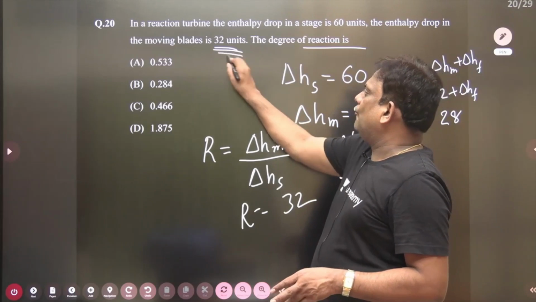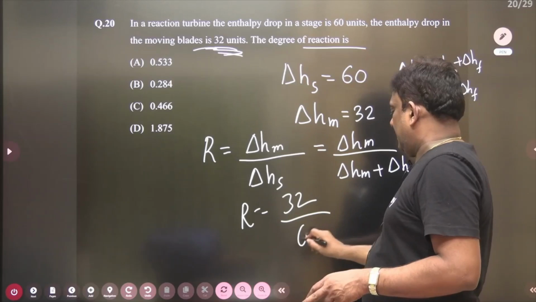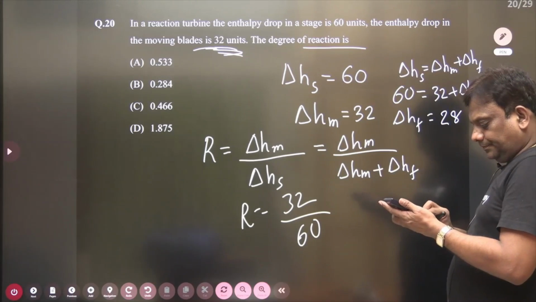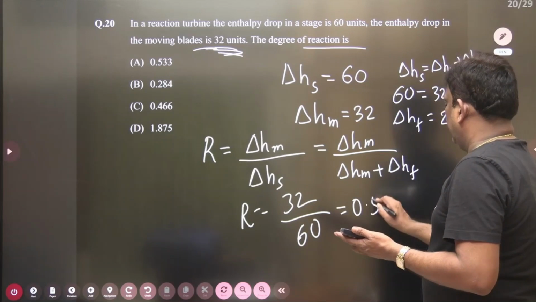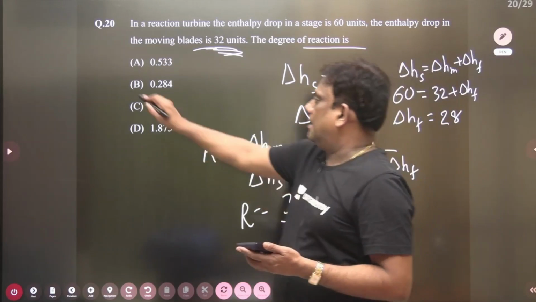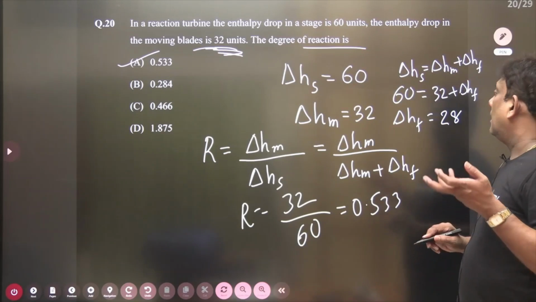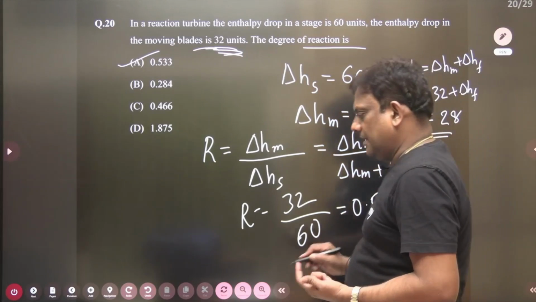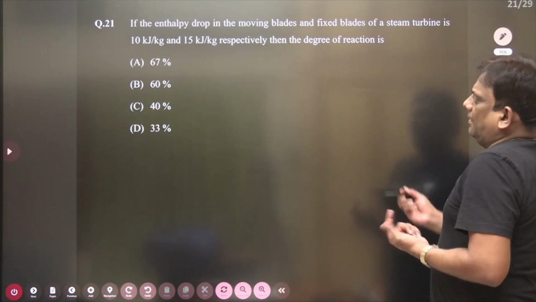The enthalpy drop in moving blades is already 32 and the stage is given as 60. So let me calculate 32 by 60. It is 0.533. And if he asks you what the enthalpy drop in fixed blades is, it is 28, which is not necessary in this problem. Now we'll move to the next.